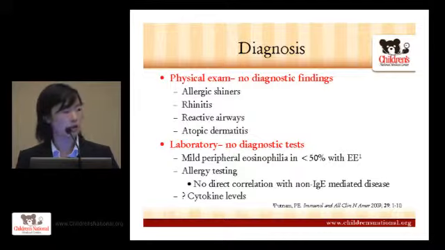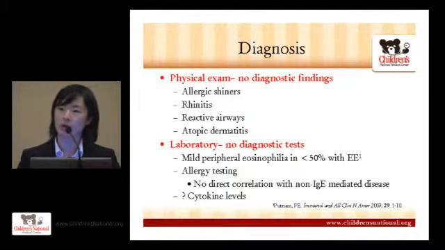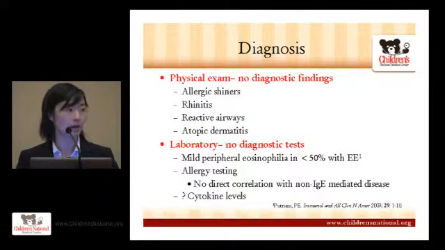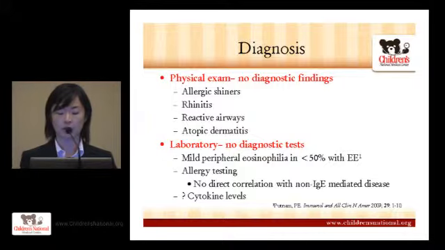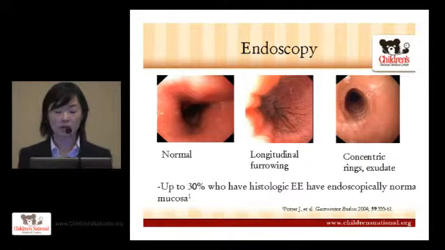Some research is being done into the immunologic mechanisms underlying EE, and hopefully in the future we'll have some non-invasive ways to evaluate or screen for EE, including measuring cytokine levels. Primarily IL-5 and IL-13 have been the big ones in the literature. So really, biopsies and histology are where the diagnosis lies.